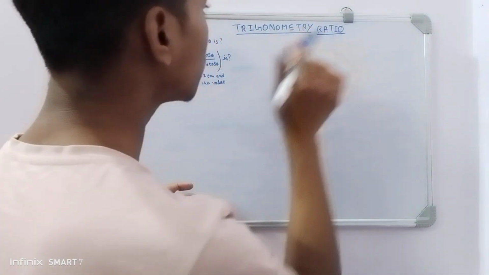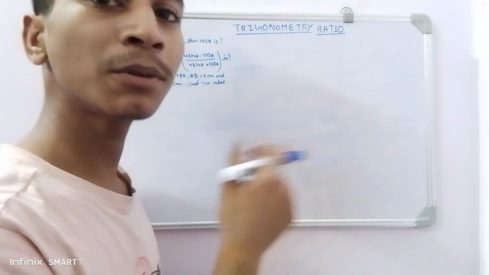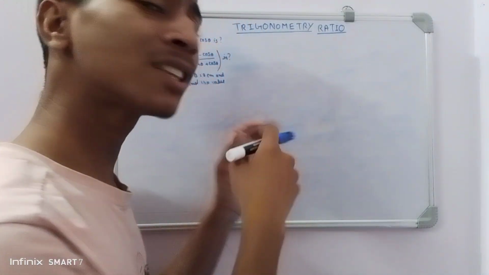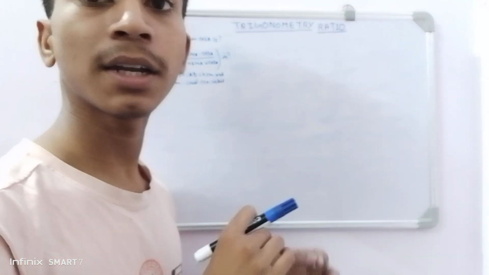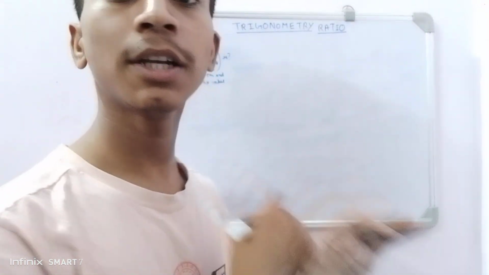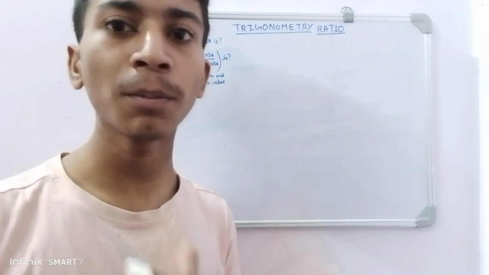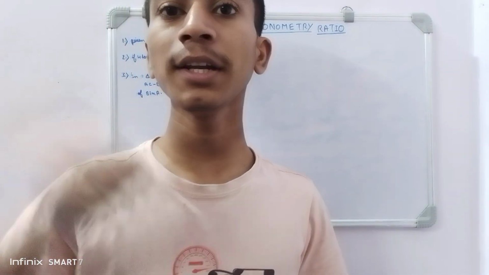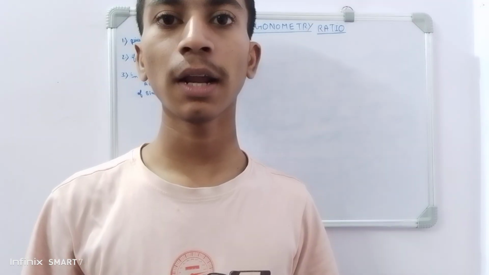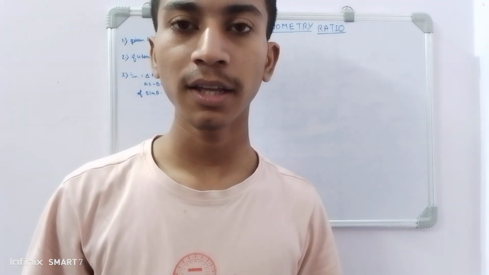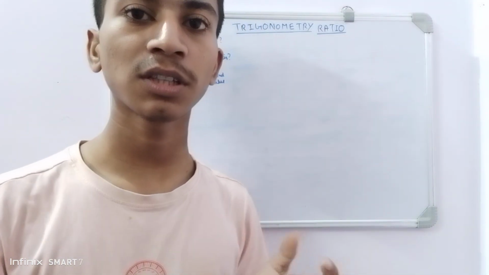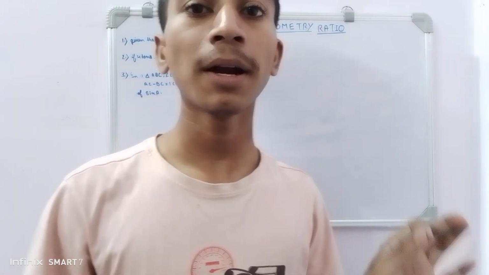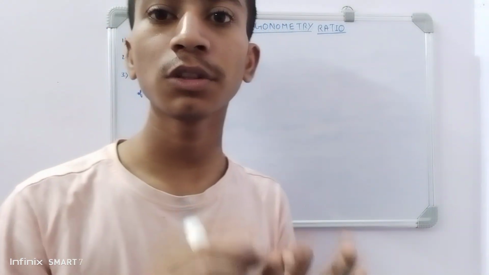So starting with trigonometry, what is the meaning of trigonometry? First we have to understand. Trigonometry is related to geometry, but in geometry we have multiple types of figures, while trigonometry only talks about the right angle triangle. We have many types of triangles, like the acute triangle, obtuse triangle, isosceles, equilateral, scalene, and so many others. But trigonometry talks about the right angle.